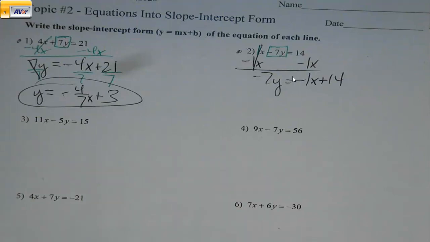Whatever's with y, and I'm not subtracting 7, that's -7 I'm multiplying by.